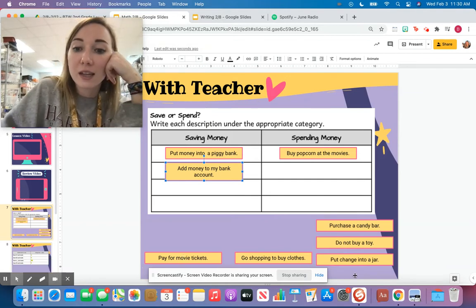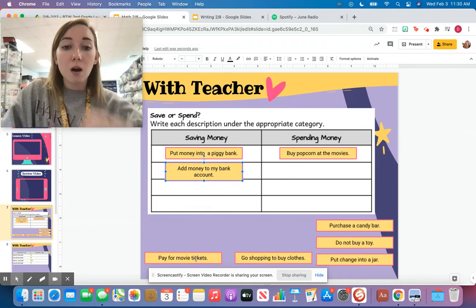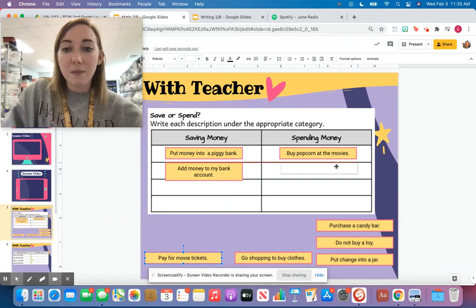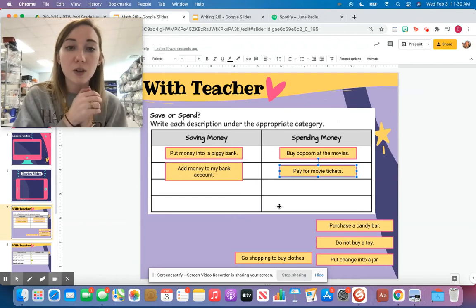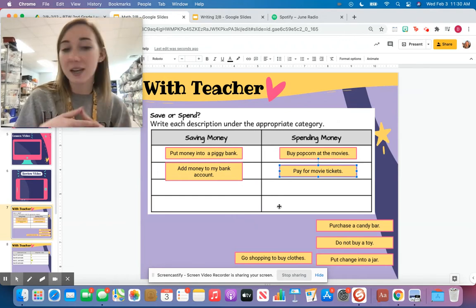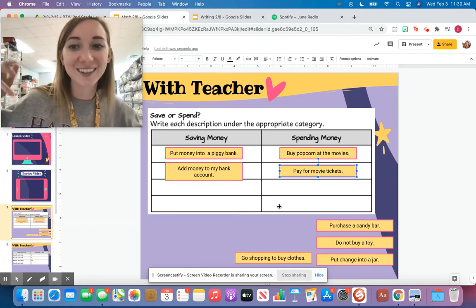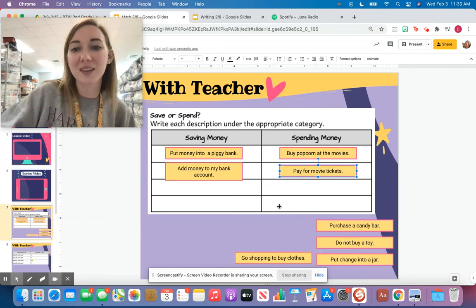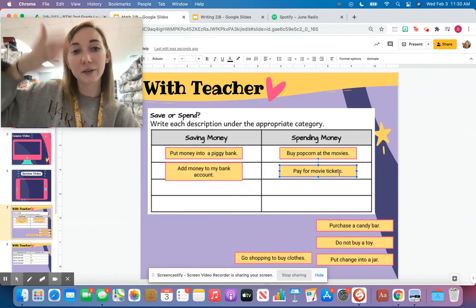Last one we're going to do together, and then you'll do the rest by yourself, says pay for movie tickets. Do you think that that's saving money? Do you get to keep that money, or are you spending that money? What do you guys think? You are spending that money. So you do not get to keep that money. And what do you get when you trade that money? When you hand it to them, what do you get back? You get a movie ticket. You get to go into the movie theater, which we haven't done in so long, but when you're at the movies, when they open back up, then you would be getting the movie ticket from the person behind the little glass window.